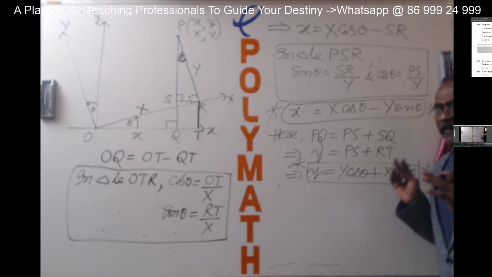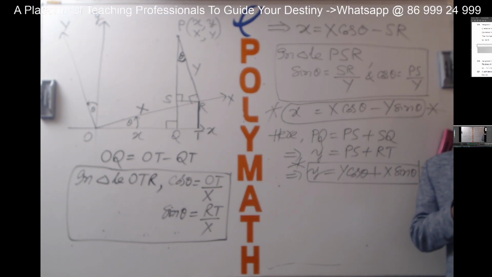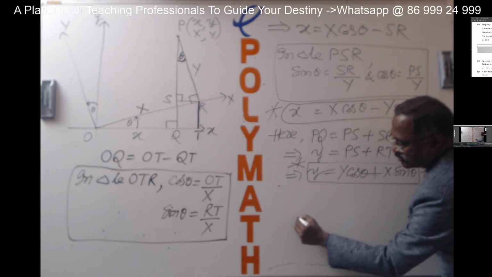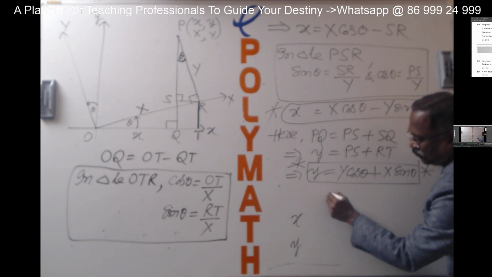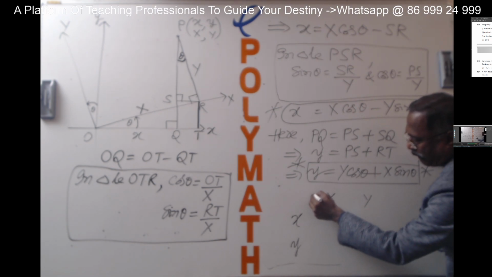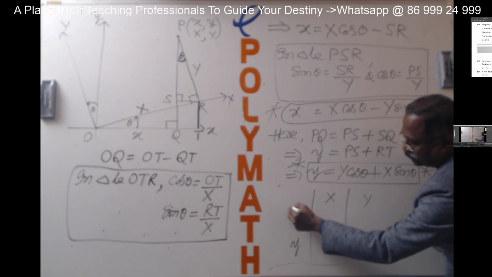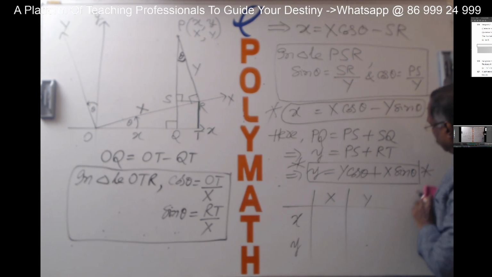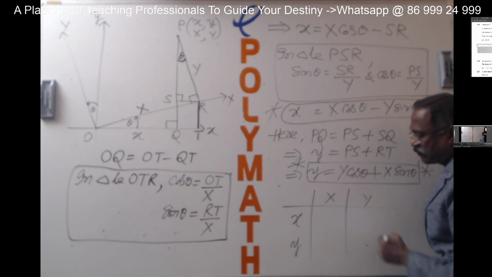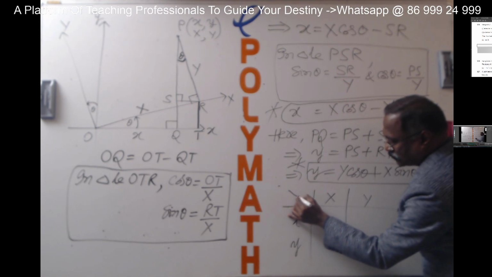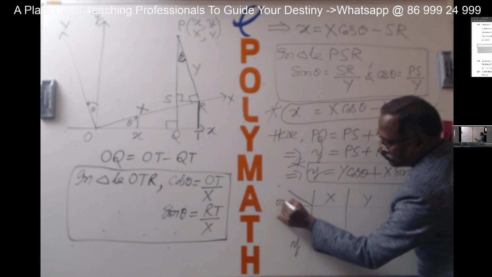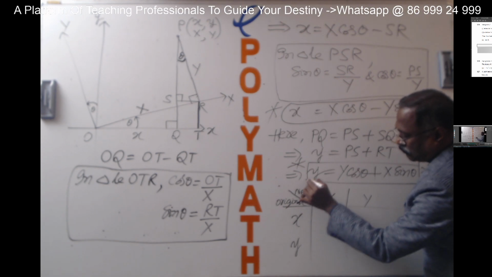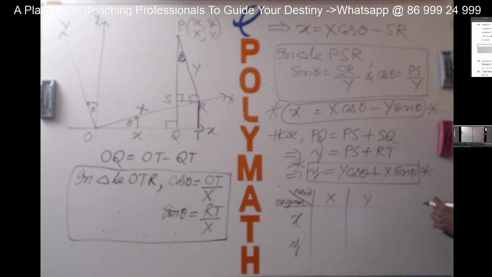Because you have understood the basics of it, let me now give you a table to remember this easily. That is small x, small y, capital X, capital Y. What are small x, small y? Original coordinates. What are capital X, capital Y? New coordinates. This is original. This is new. It is simple to remember.